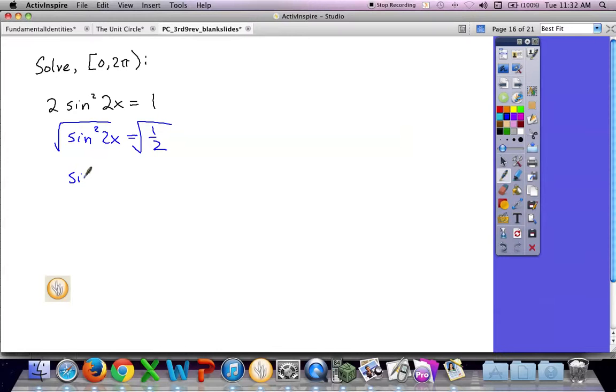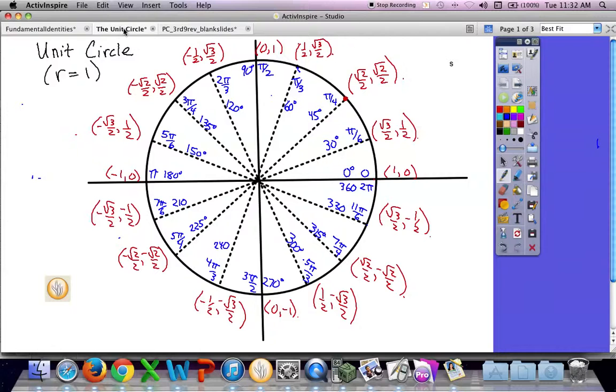So now this is sine of 2x equals plus or minus 1 over the square root of 2, which is plus or minus root 2 over 2. Okay, so we know where the sine equals plus or minus root 2 over 2, right? At pi over 4, it's positive. At 3 pi over 4, it's positive. At 5 pi over 4, it's negative. And at 7 pi over 4, it's negative. Those are plus or minus the square root of 2 over 2.